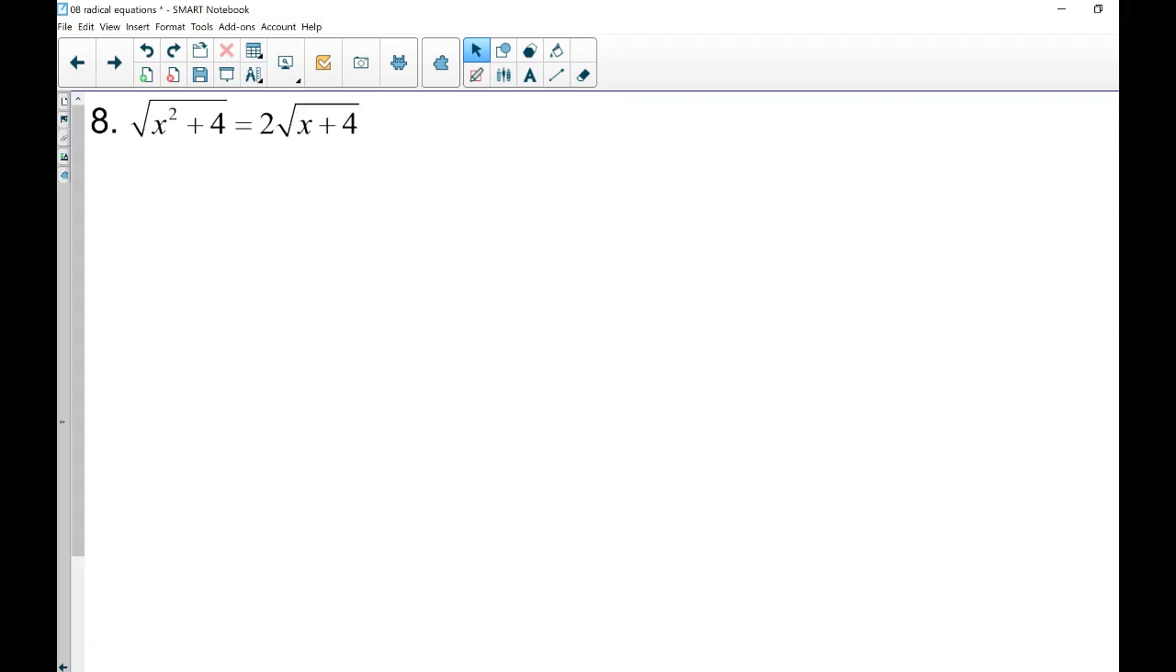I'm going to do one last problem with you, example number 8. And this problem is a little bit different because you can see that there's a radical on both sides. So how do we end up solving it when we have a radical on both sides? Let's rewrite the equation.